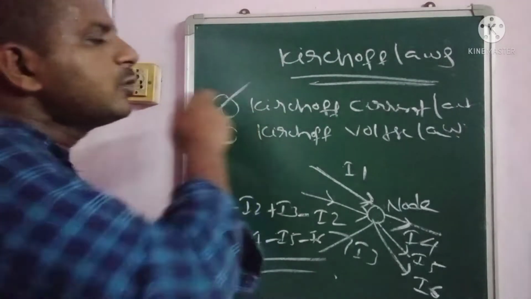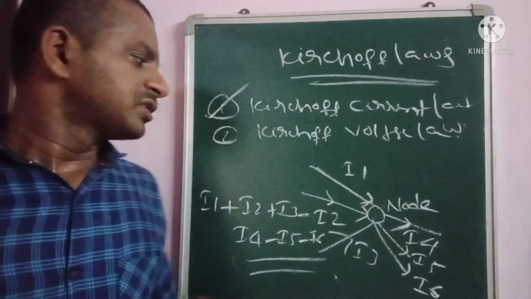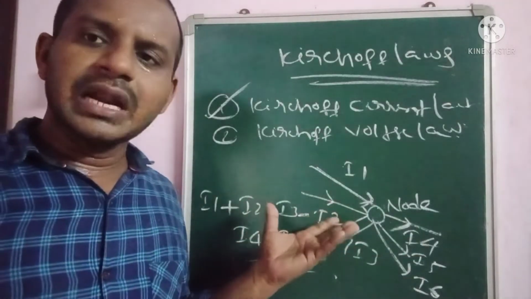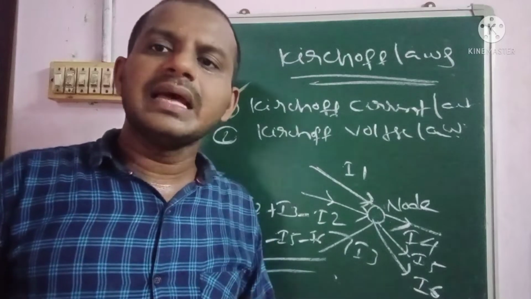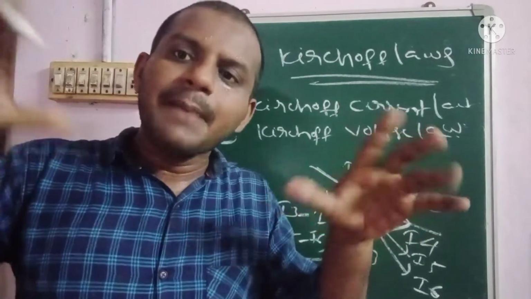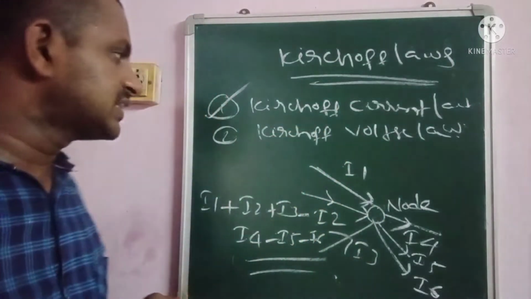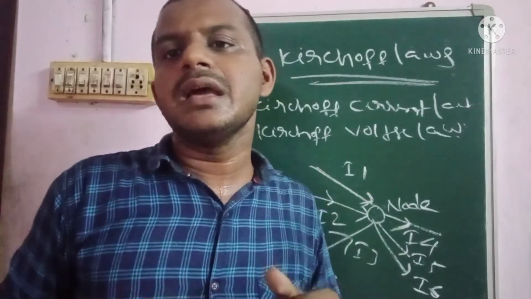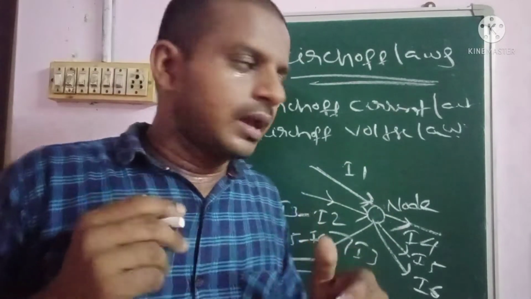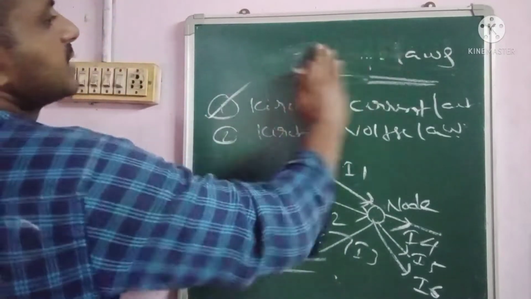As well as coming to the Kirchhoff voltage law. Basically the Kirchhoff current law is used to measure the current in that particular circuit, in complex circuits. Coming to the Kirchhoff voltage law, it is used to measure the voltage in that particular total circuit. For example, let us consider one circuit.